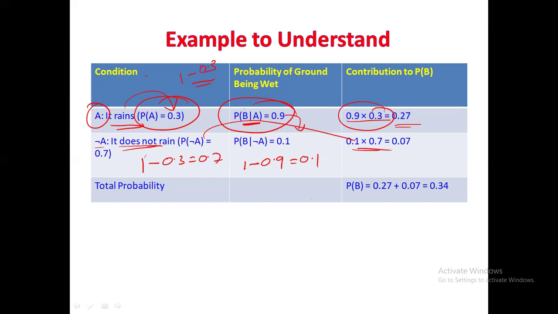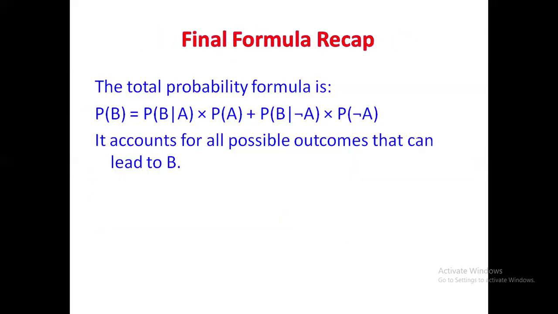So if you want to find the total probability, here we got 0.27, and we are adding 0.07, which is equal to 0.34. So in this case, the total probability is 0.34. Okay. So the final formula we are going to write: probability of B is equal to probability of B given A into probability of A plus probability of B given A bar into probability of A bar. So it accounts for all possible outcomes that can lead to B.